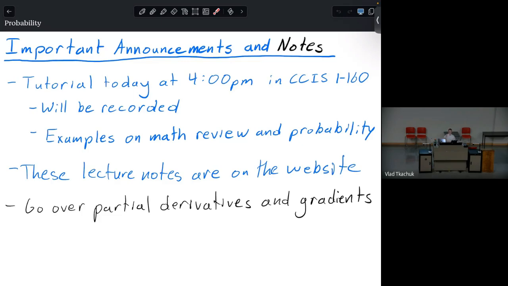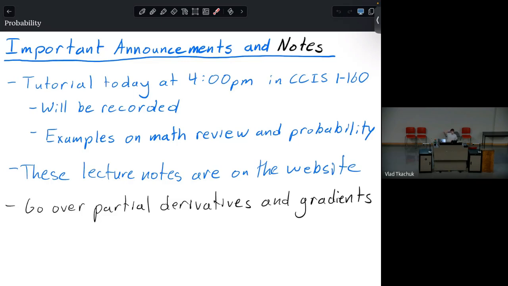A couple things to mention. There actually will be a tutorial today at 4 o'clock. Once again, it's going to be recorded, which means you don't really miss anything by not coming. During the tutorial, I'm going to go over some math review and some probability review, covering examples of what we saw. Hopefully this will help clarify some confusions and show more examples. These will be similar to the assignment questions. So if you don't come to the tutorial, I would recommend looking at least at the lecture notes for help with your assignment, because they probably will help.